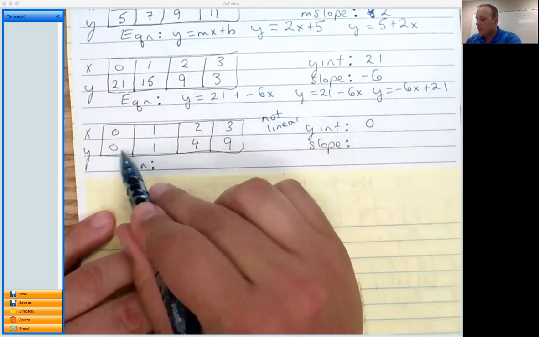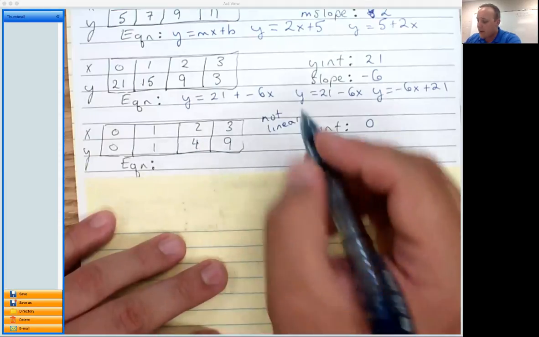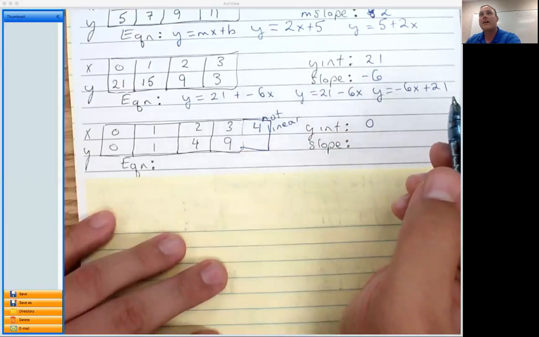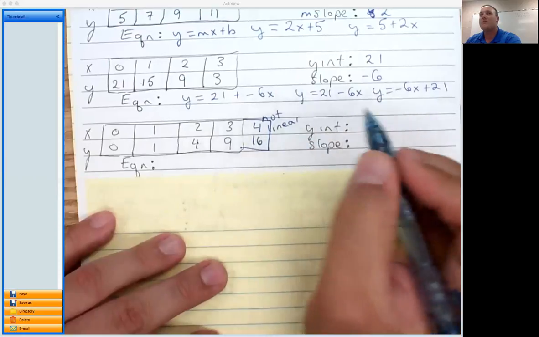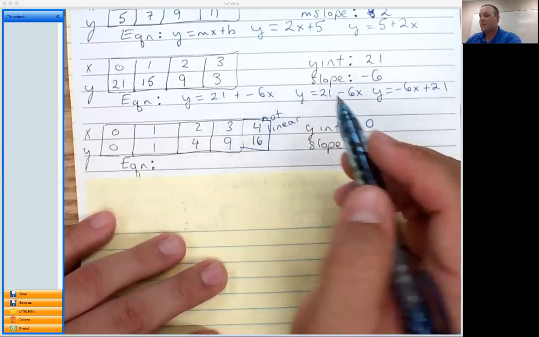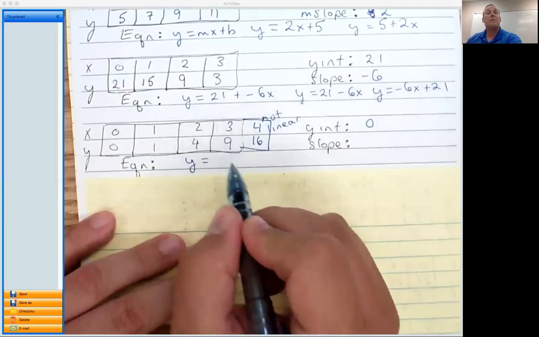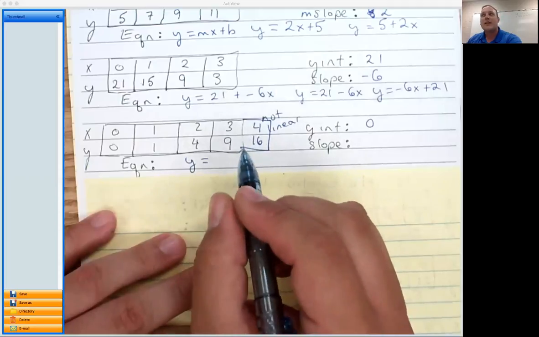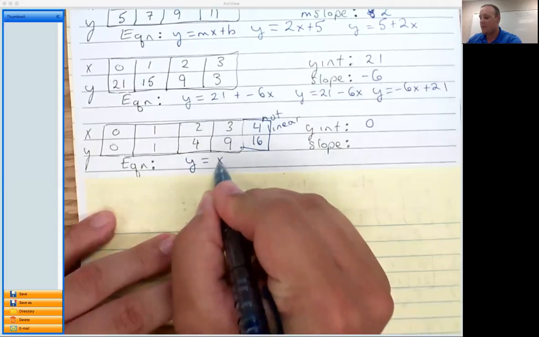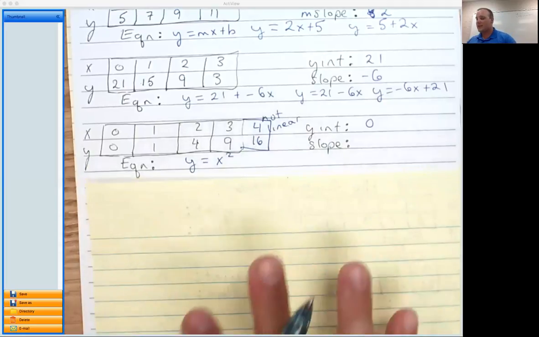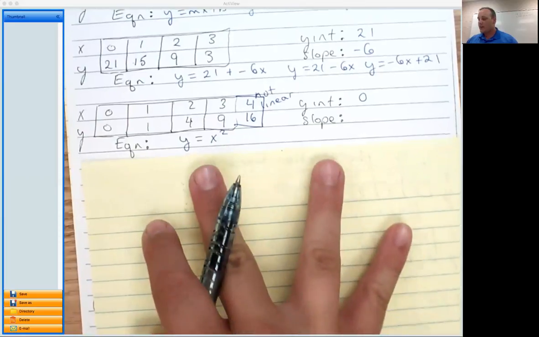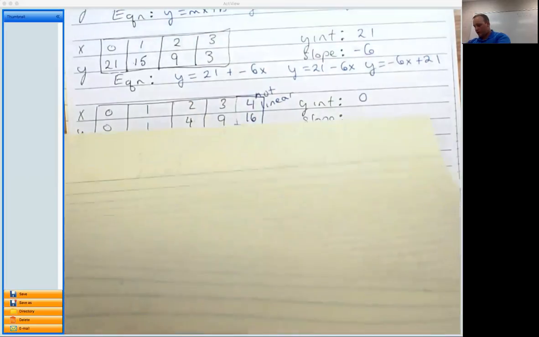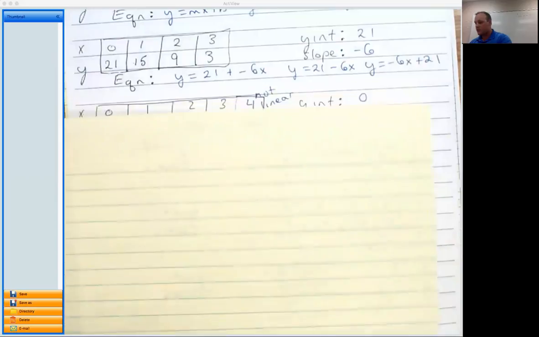But what's happening each time? If I gave a 4, what would the fourth number be over here? It'd be 16. So what's happening each time between the x and the y? It's multiplying by itself. It's squaring. Great math language. Now, how would I write that equation then? X squared. Perfect. Y equals x squared. Okay, so number 1 for now, just number 1.